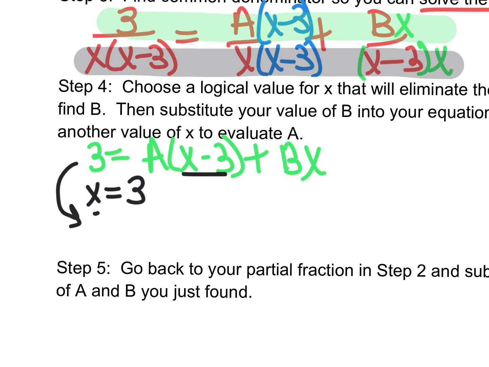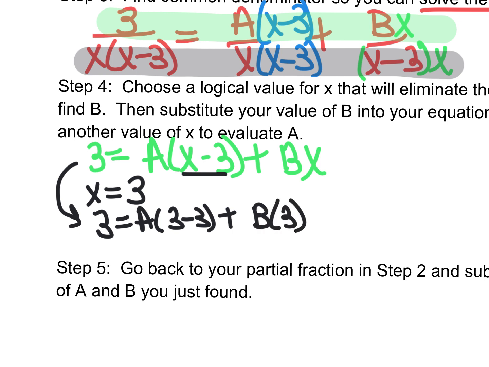Okay, so I'm going to have 3 equals A times 3 minus 3 plus B times 3. Okay, well, what happens here, 3 minus 3 is 0, 0 times A, that cancels it. So we have 3 equals 3 times B. If we divide both sides by 3, we get that B equals 1.